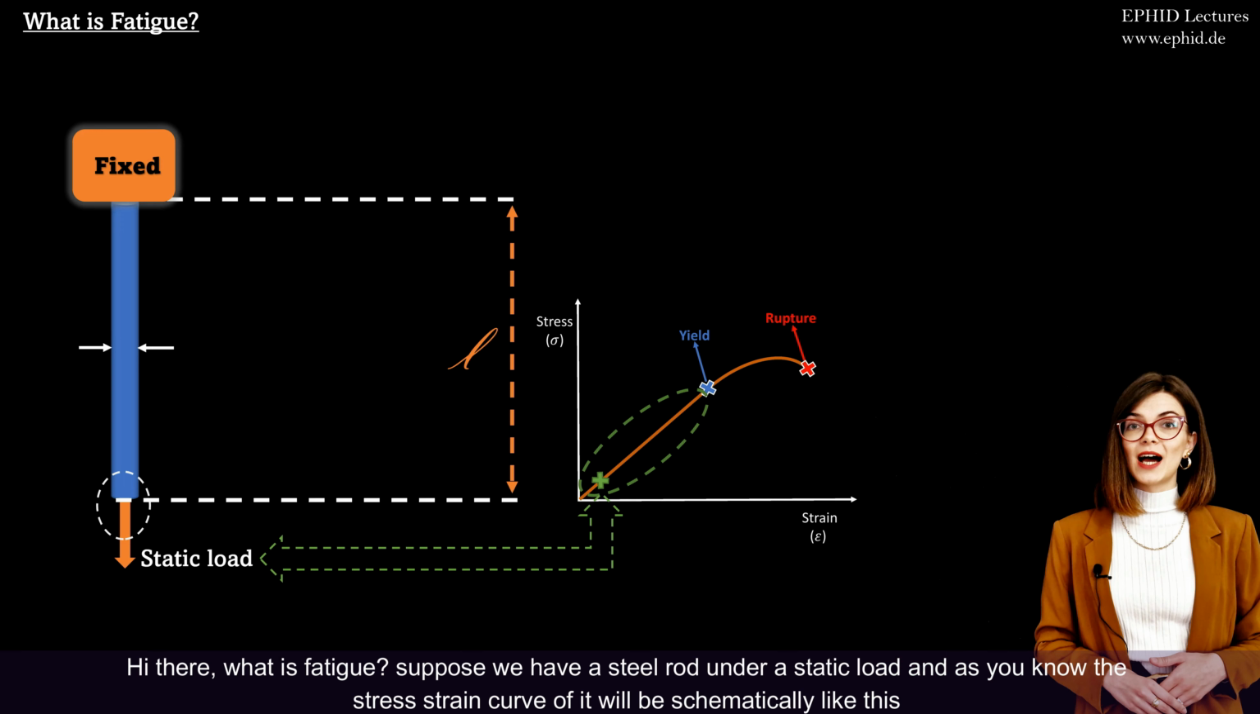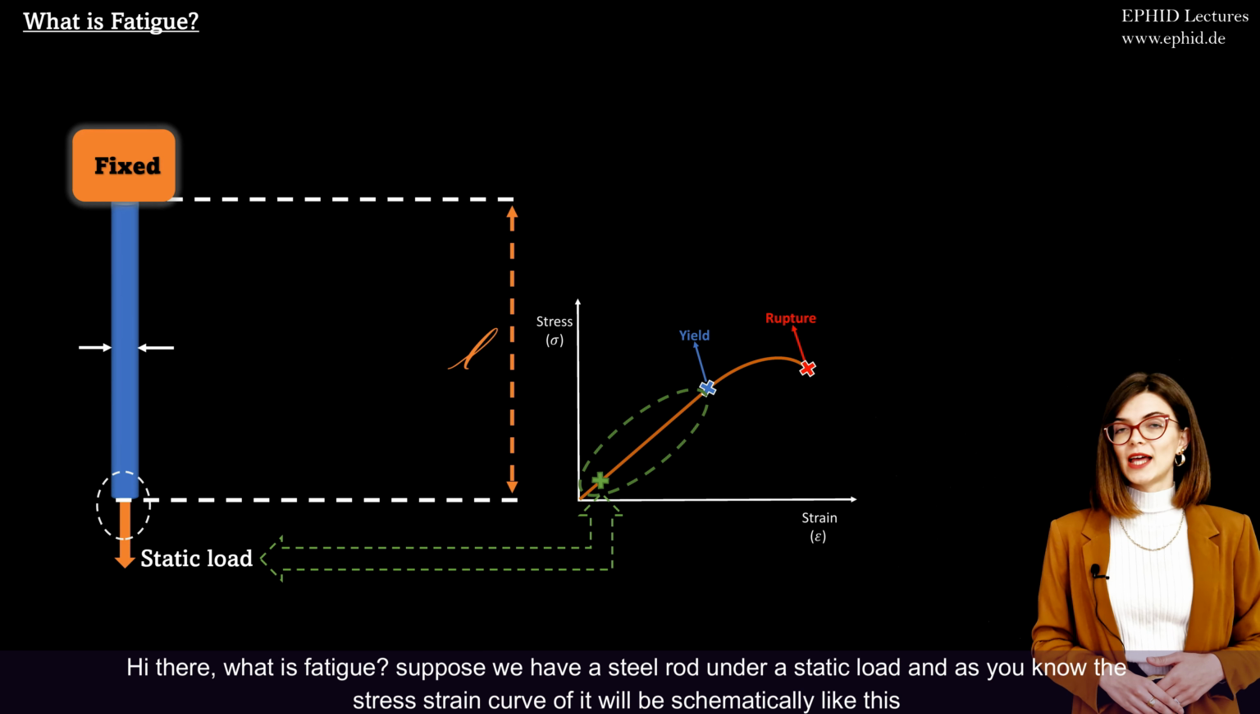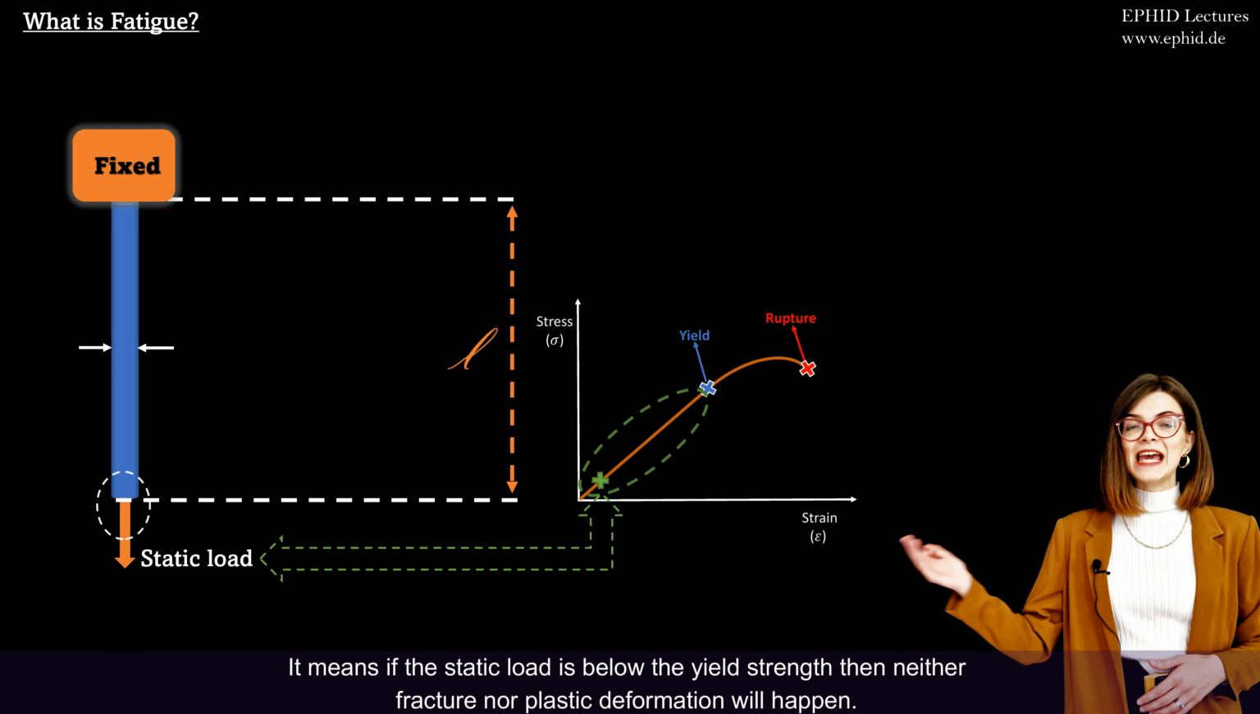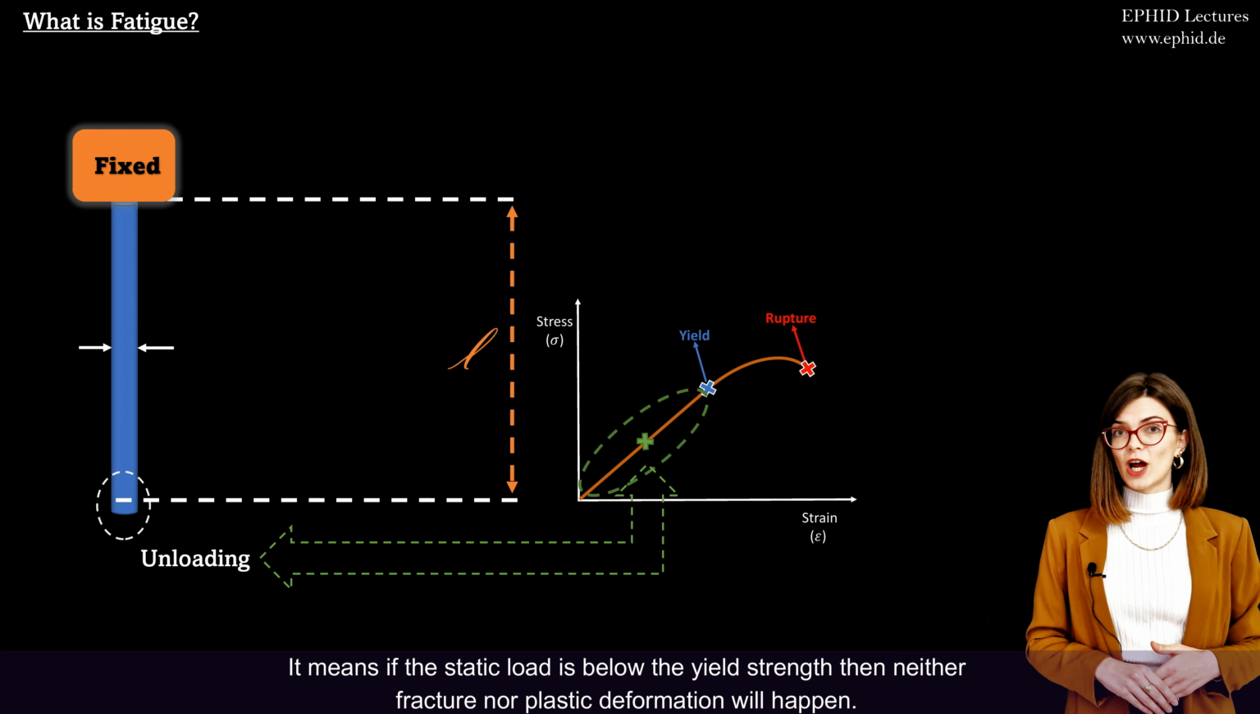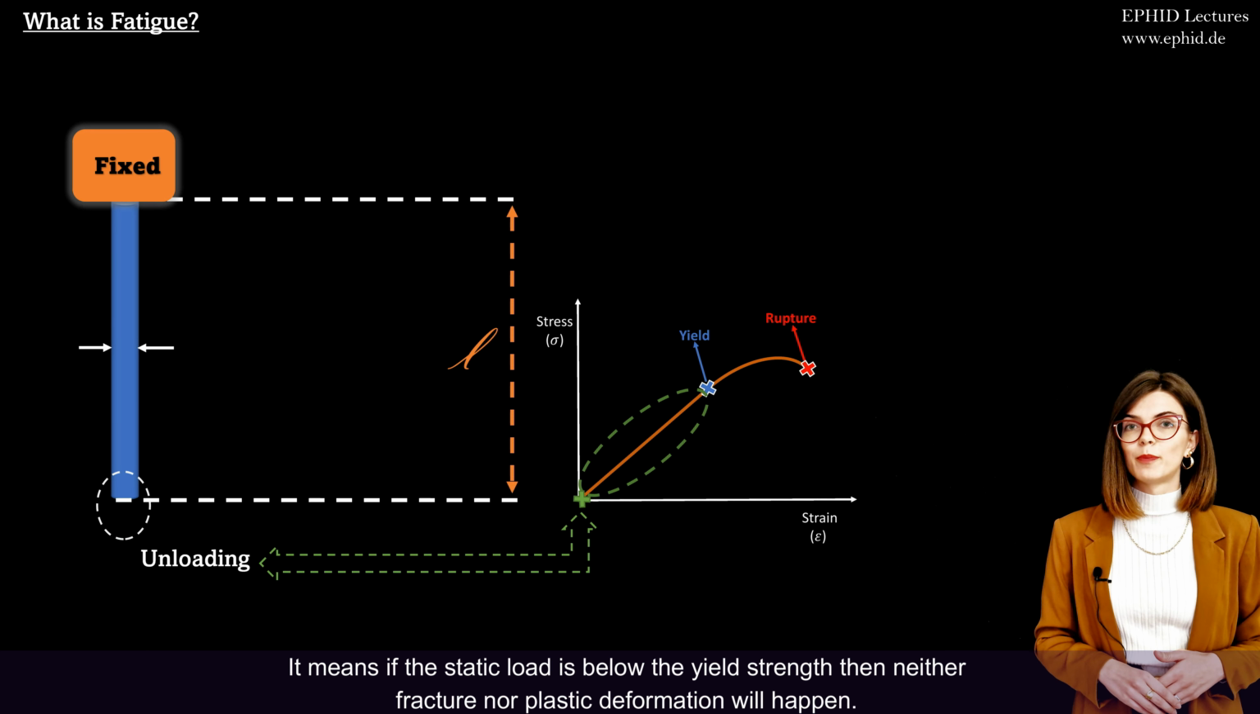Hi there, what is fatigue? Suppose we have a steel rod under static load, and as you know, the stress-strain curve of it will be schematically like this. It means if the static load is below the yield strength, then neither fracture nor plastic deformation will happen.